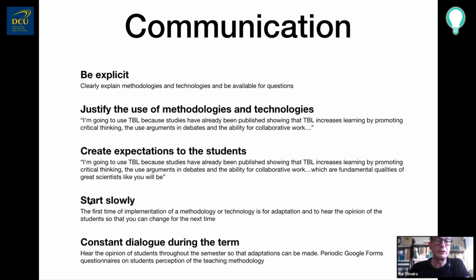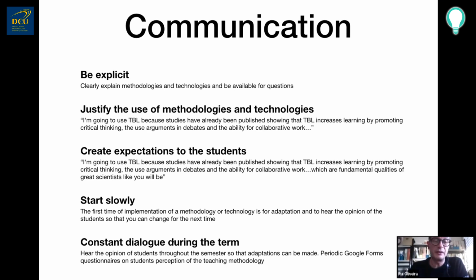So for each technology and methodology, I started slowly. So the first time it was a trial to see how was the reaction. I heard their feedback in order to adapt every methodology for them, to get a good adaptation to the methodologies.